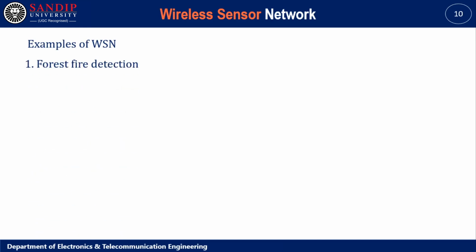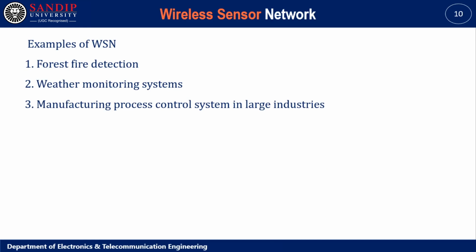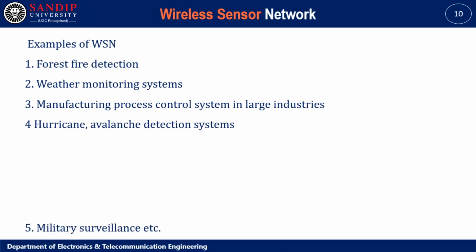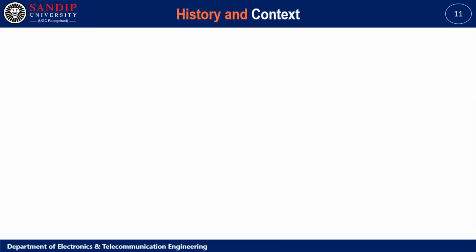Examples of WSN: forest fire detection, weather monitoring systems, manufacturing process control systems in large industries, hurricane and avalanche detection systems, military surveillance, etc. History and context.